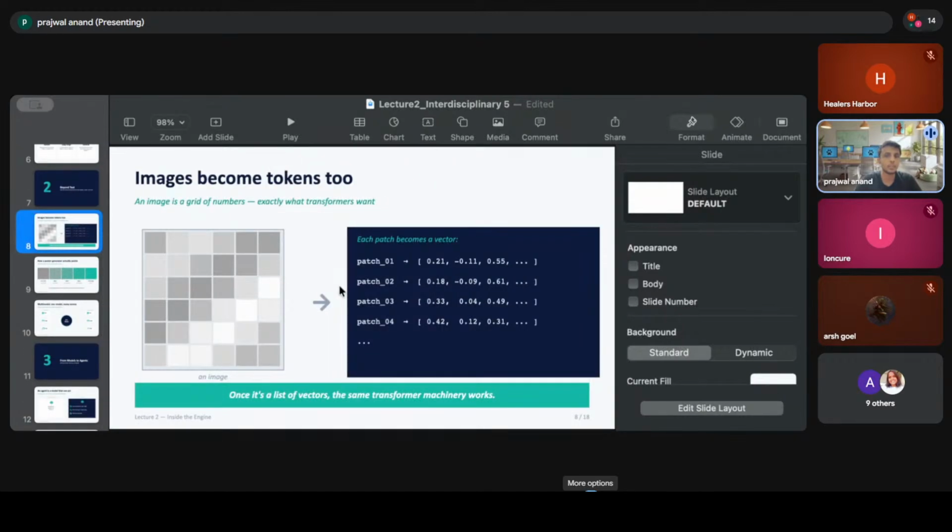This is how I'd mentioned images get broken down. It gets broken down to a vector, and then once that becomes a list of vectors, the same transformation works where it matches that, and then based on the error and comparing it to the user input, it keeps on fixing it until the final output is generated.